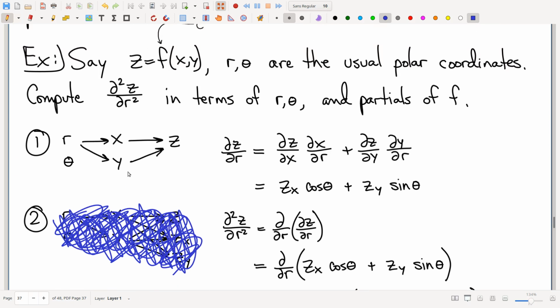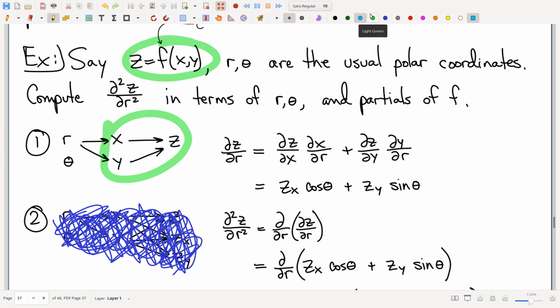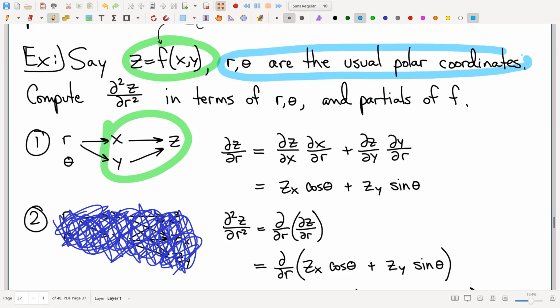Okay, so here we go. We have z as a function of x and y, indicated on my diagram. I remind you that r and theta are the usual polar coordinates. Now, when I write that down, what I mean is that x and y are functions of r and theta. That's how we think about polar coordinates: x and y are these convenient functions of r and theta.